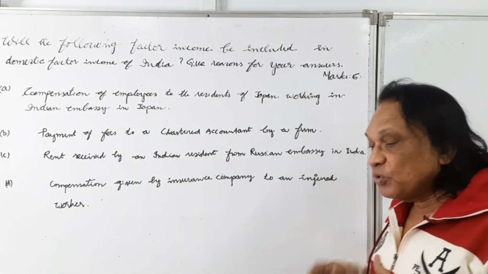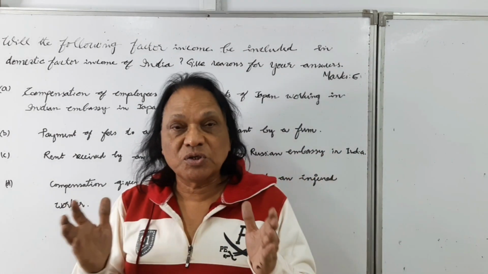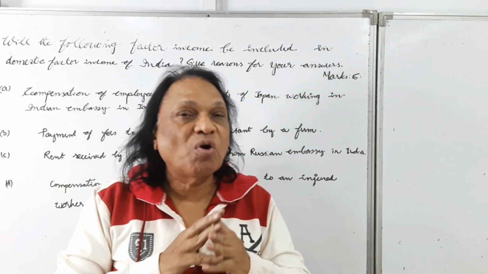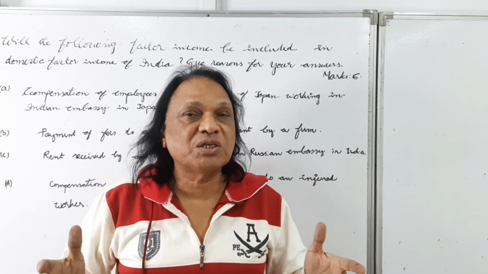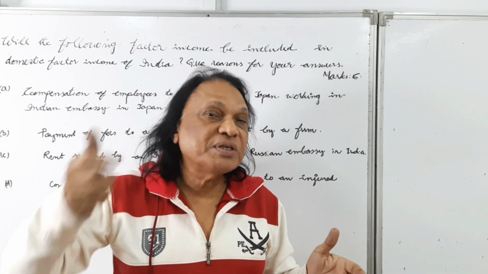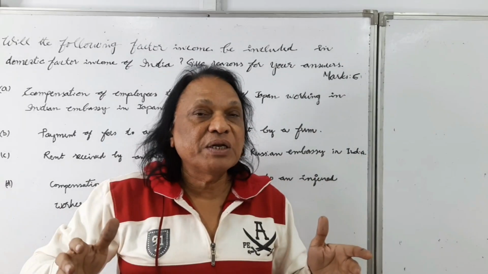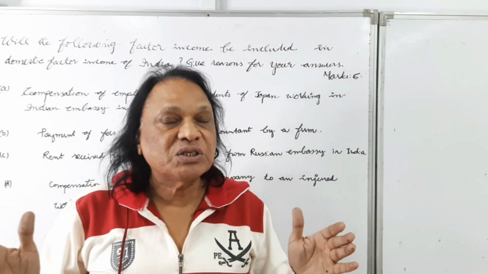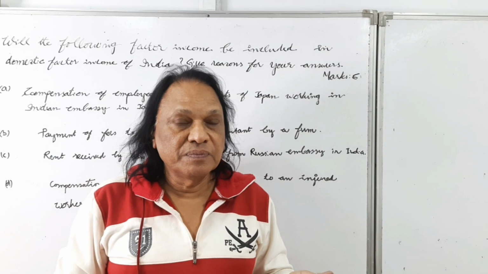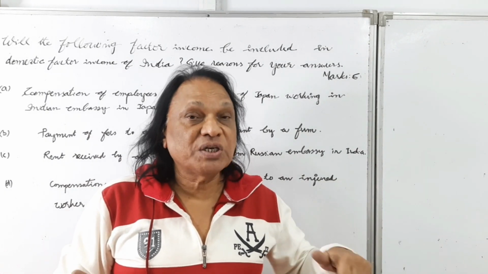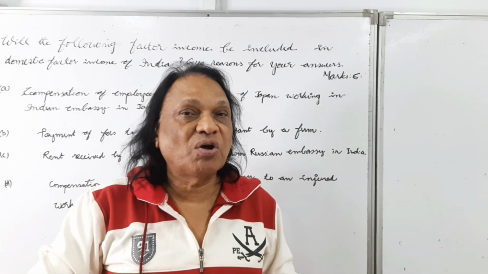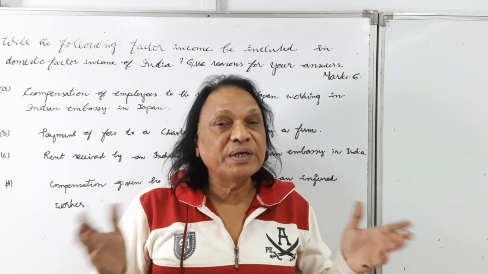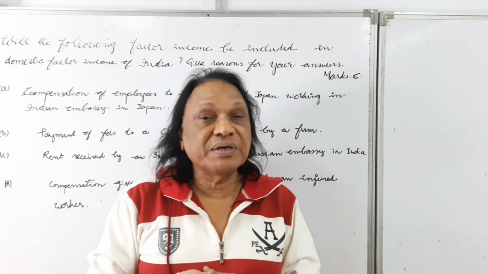Before we go to that, let's discuss domestic income and national income, domestic product and national product. The broad difference between domestic and national product: domestic product or domestic income includes income of the residents as well as non-residents. National income includes only the income of the normal residents of the country.